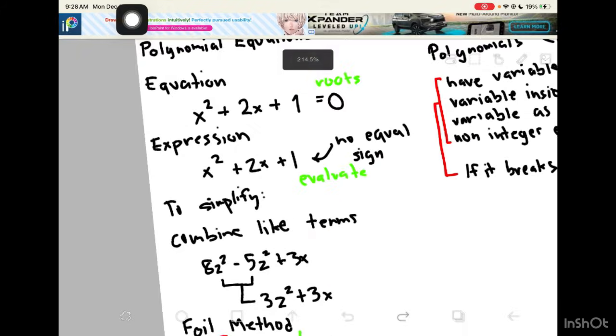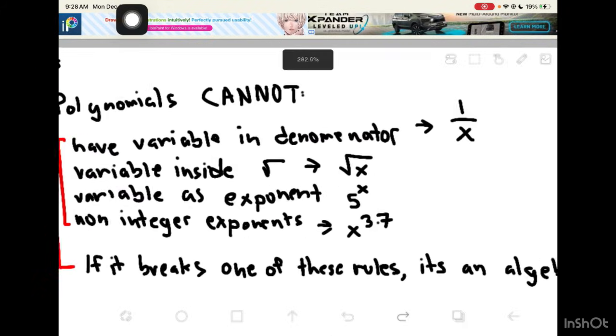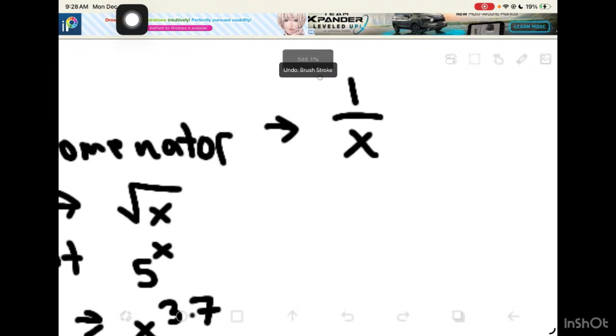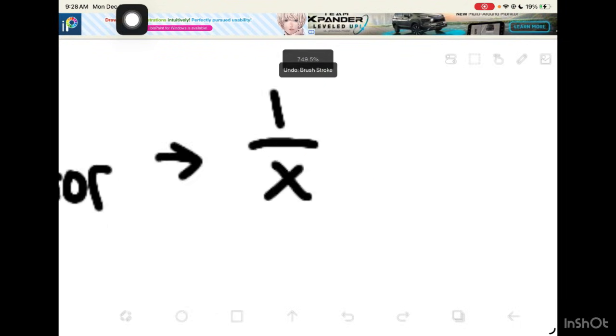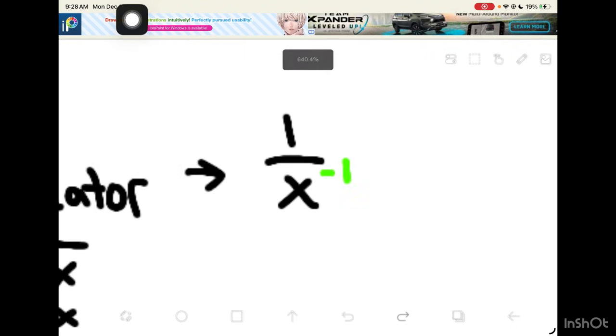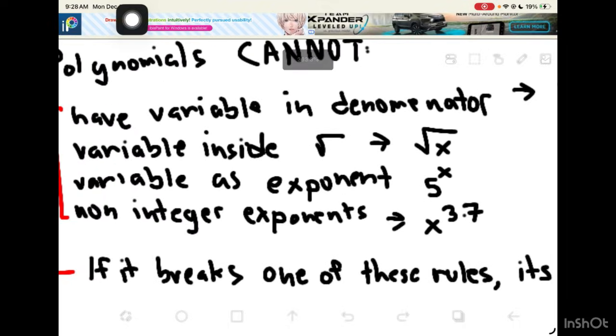Now, simplifying, what are the rules of polynomials? It cannot have the variable in the denominator, something like 1 over x. This is because if we want to solve for x, we have to flip the fraction to get x. But the problem is this will result in x to the -1 or something like that, which also violates another rule, which is negative exponents.